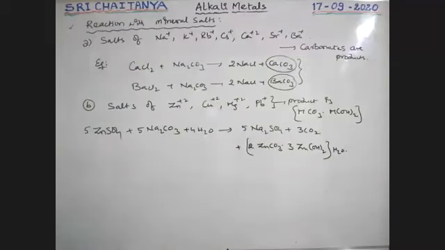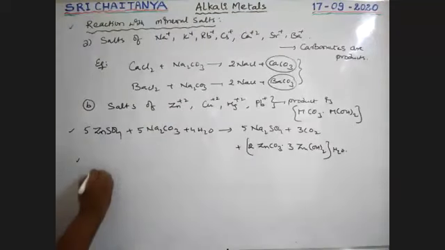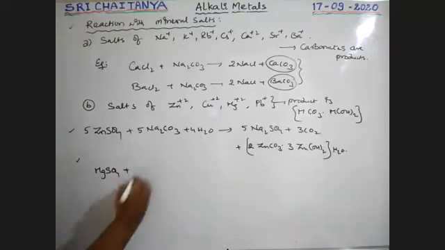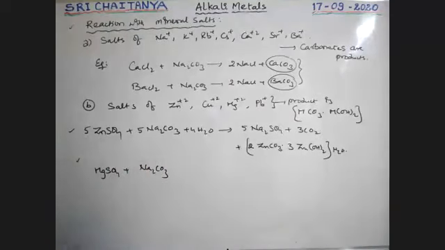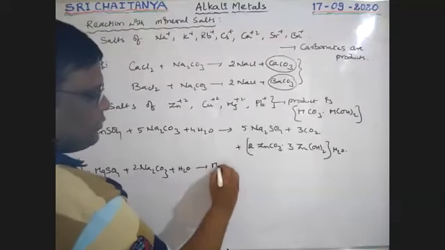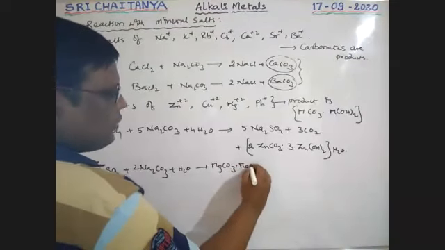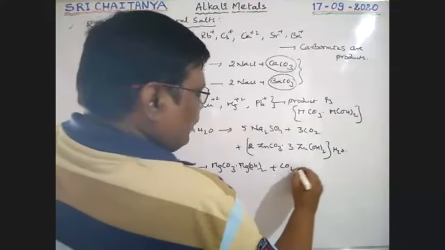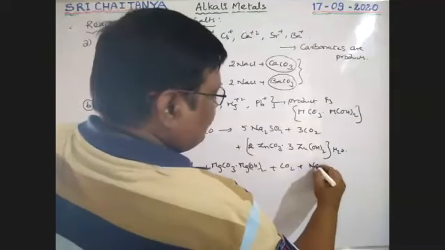Let us assume one more equation. I am taking magnesium sulfate, because magnesium is also here, Mg plus 2. So I am taking MgCl2 or MgSO4. That reacts with sodium carbonate, Na2CO3, 2 moles, with H2O. That gives MgCO3, Mg(OH)2 twice, the addition compounds, with CO2 and Na2SO4.